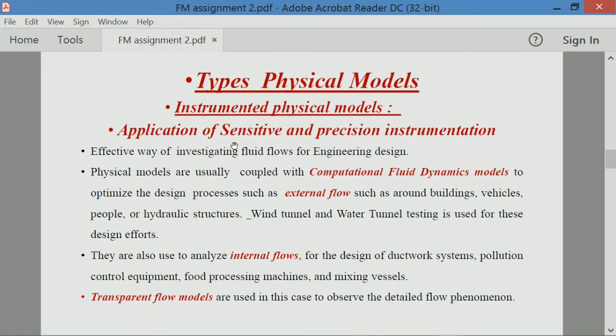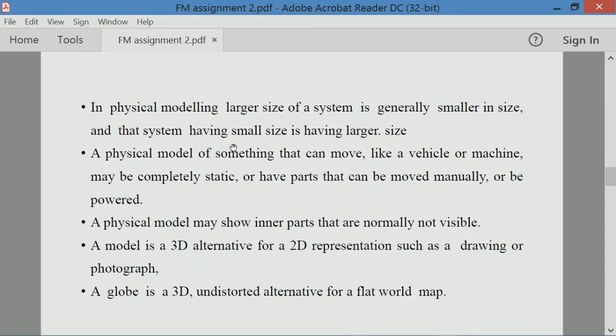So there are various types of physical models and various applications of them that are listed here, such as internal flows, external flows, and transparent flow models. In physical modeling, a larger system is generally made smaller in size, and a small system is made larger in size. It means an optimum size is to be maintained to carry out the model studies.